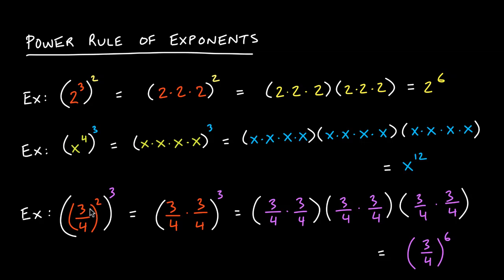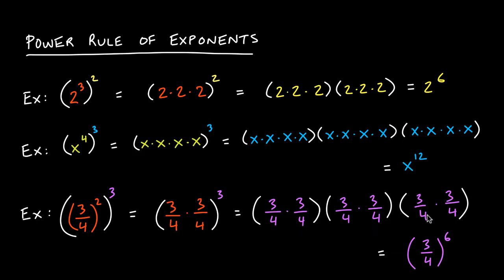And lastly, I urge you to look at this example. I just wanted to throw in a little curveball to say that, hey, fractions are going to tend to freak people out, but it works the same exact way. So if you have 3 over 4, the quantity squared, the whole quantity to the third power, this inside red portion just means take 3 over 4 and multiply it by itself. Once you've done that, the cube on the outside means whatever's inside the set of parentheses, multiply it by itself 3 times.